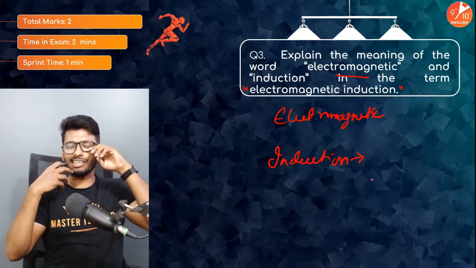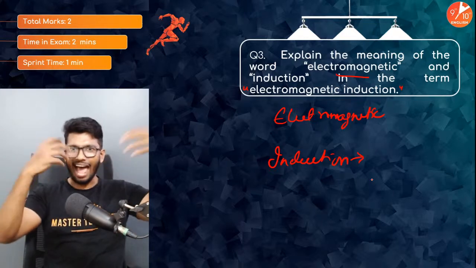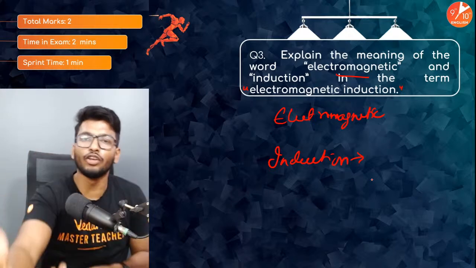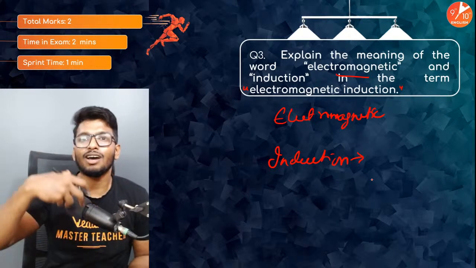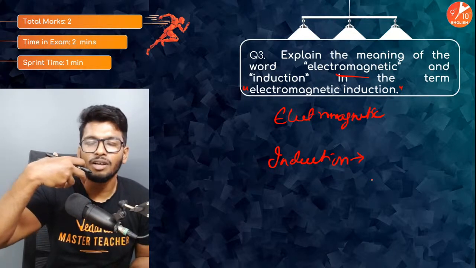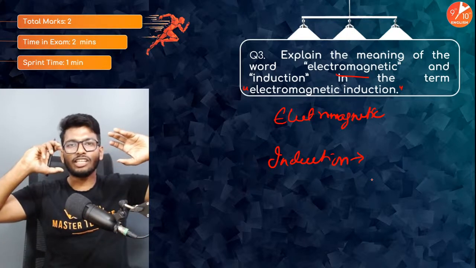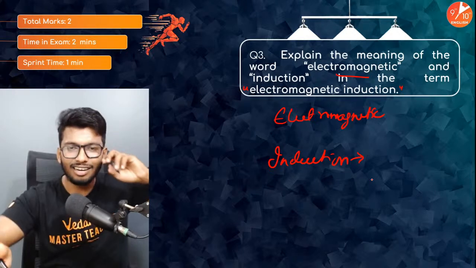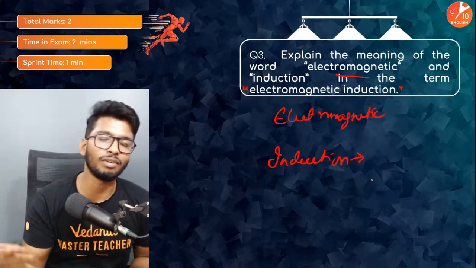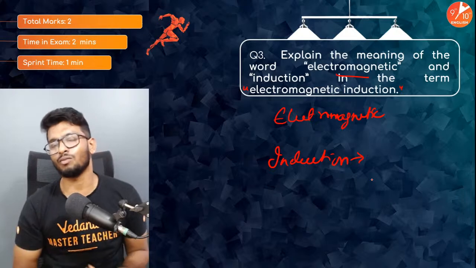Induction means basically there's something produced without being in actual contact. There is something produced in the conductor, or some change made in the conductor due to the movement of magnetic field. That is what is called induction.